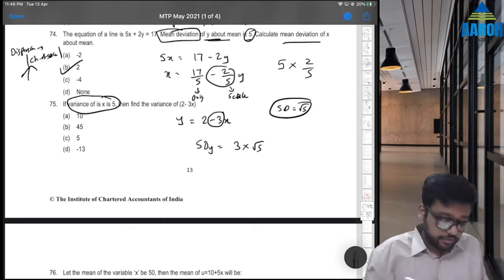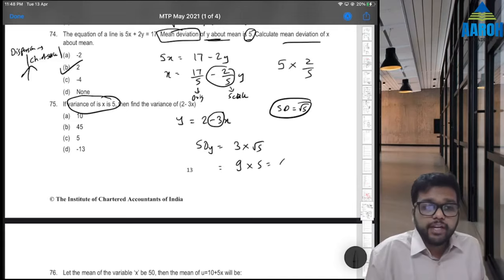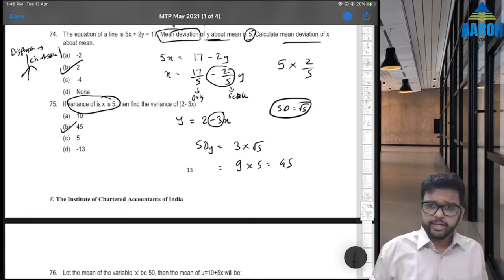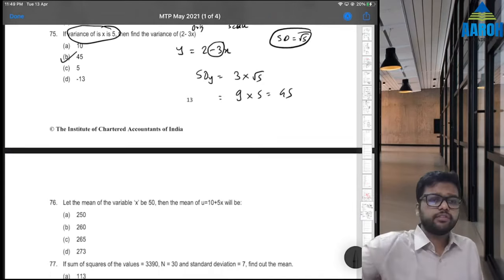But we want variance. Variance is the square of this. 3 square is 9. Root 5 square is 5. 9 into 5 is 45. Got it? Next.